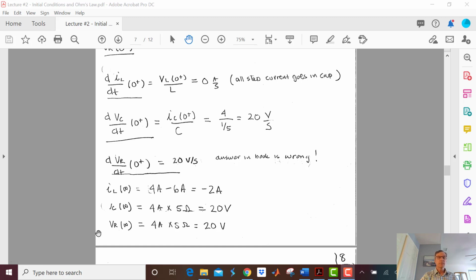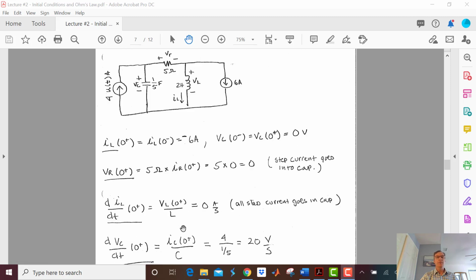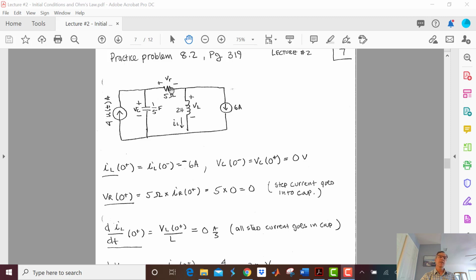And VR at infinity, actually, sorry, that's just what we did. But let's look at VC at infinity. Well, we know that we are at 0, 0, go up 20. VC of infinity is 20 volts.